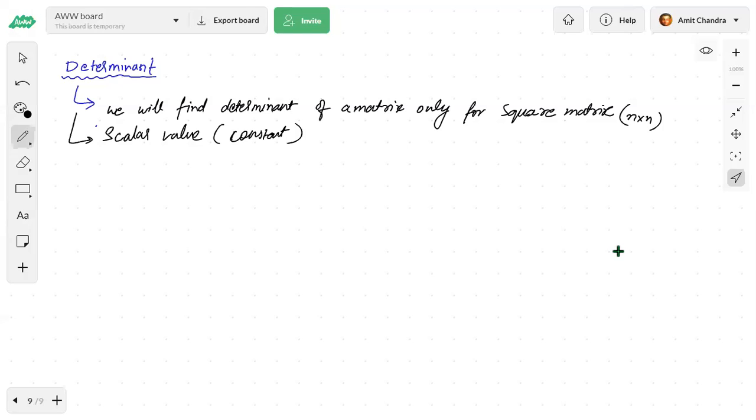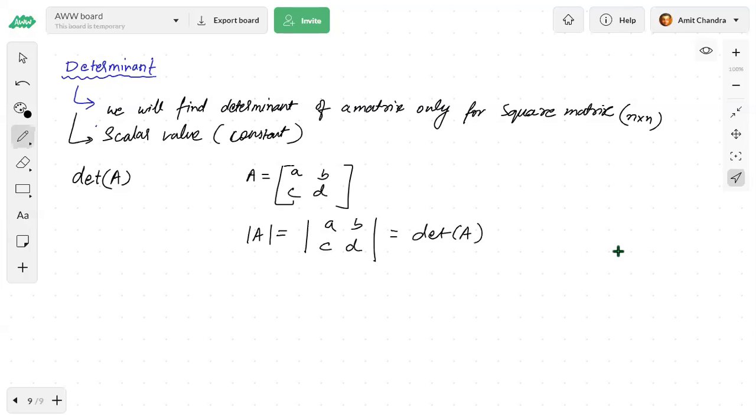The determinant of A will generally be represented like this. Suppose matrix A is written in square brackets as a, b, c, d. If you have to find the determinant of A, it is written in the form of mod. Don't think that this is a modulus. This will be the determinant of A, also written as det A. This is not a mod.